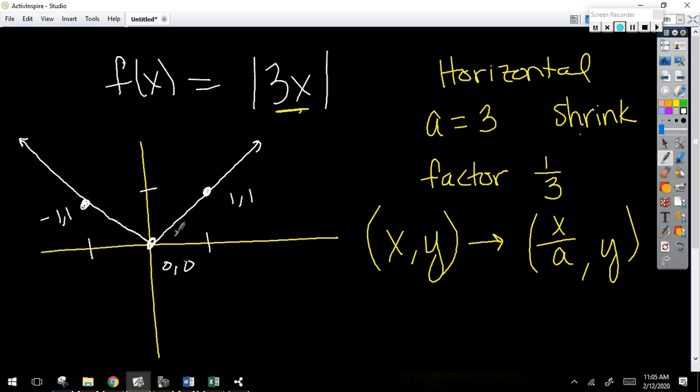All right, so I have these points, right? Instead of (0, 0), well, actually, it's still going to be (0, 0), so we're good there. Instead of (1, 1), y is going to stay the same, but I'm going to divide x by my a value. So this point is going to become (1/3, 1). But if it was (2, 2), it would become (2/3, 2)? Yes. This one will become (-1/3, 1).